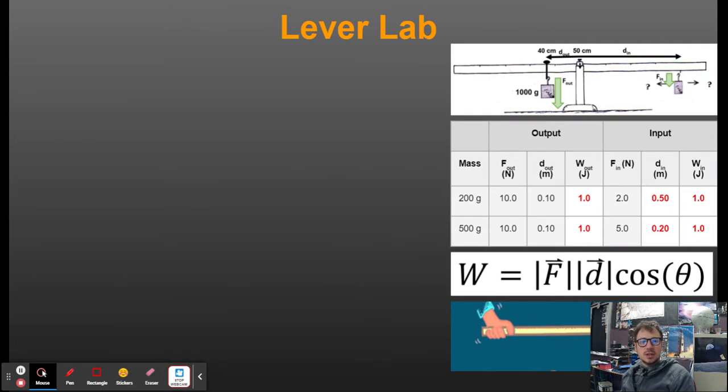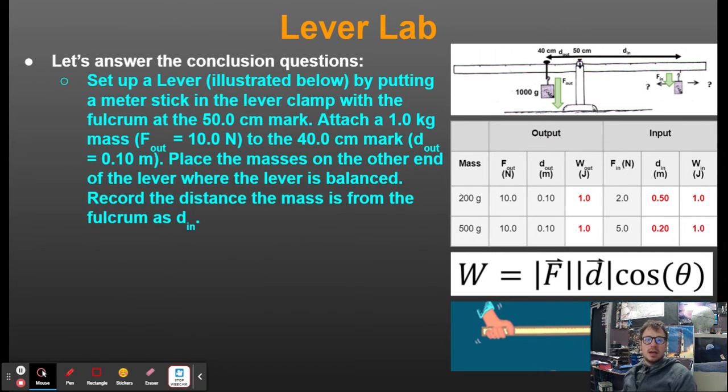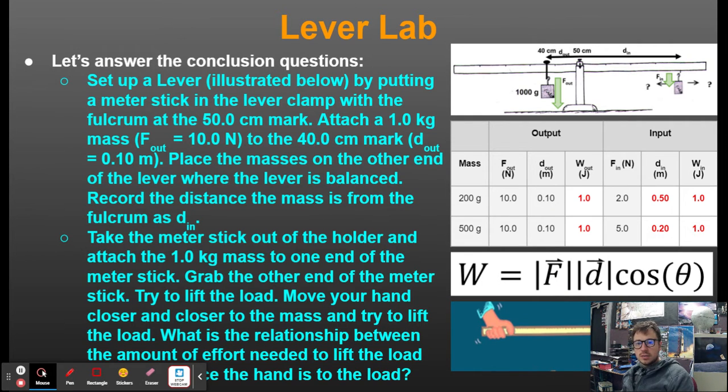So we did the lever lab, right? In this lab, we were balancing out a 10 Newton mass with 2 newtons and 5 newtons. You can see that to balance the 10 Newton mass with 2 newtons, it had to be 50 centimeters away. To balance that 10 newtons at 10 centimeters away with the 5 newtons, it only had to be 20 centimeters away.